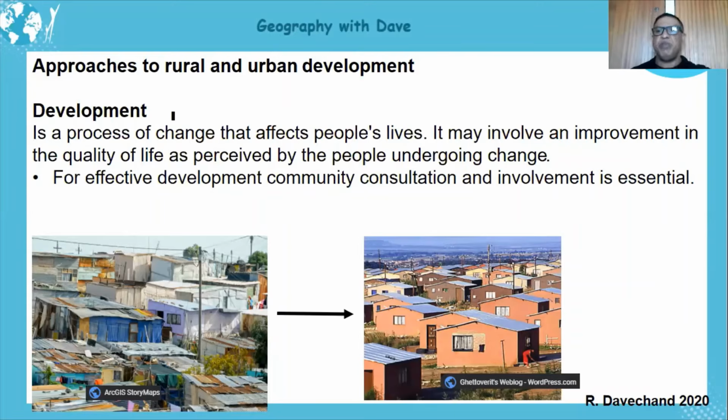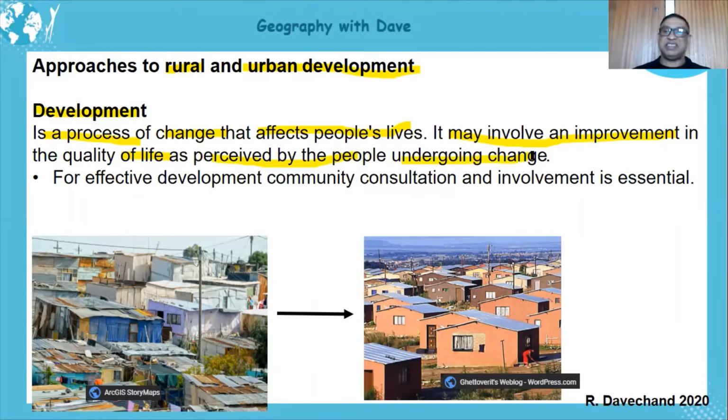It's very, very important for us to look at how we develop the rural areas and the urban areas. So, rural and urban development. Obviously, you've already done what is development. It is a process of change that affects people's lives. As you've done it before, I'm just doing baseline. It may involve an improvement in the quality of life as perceived by people undergoing change.